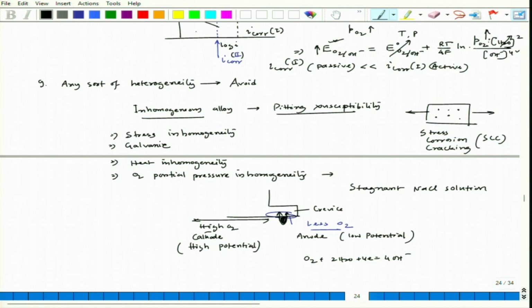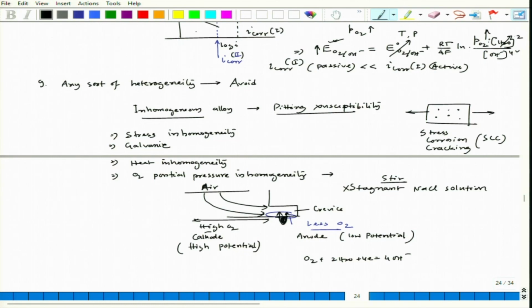Now, if we actually stir this particular solution, the stagnancy would be out and then this is exposed to the open air. Oxygen-containing air will go to this particular crevice portion, and once oxygen goes there, so everywhere you have a similar level of oxygen, crevice can be stopped. Okay. So, that is the purpose of writing this.